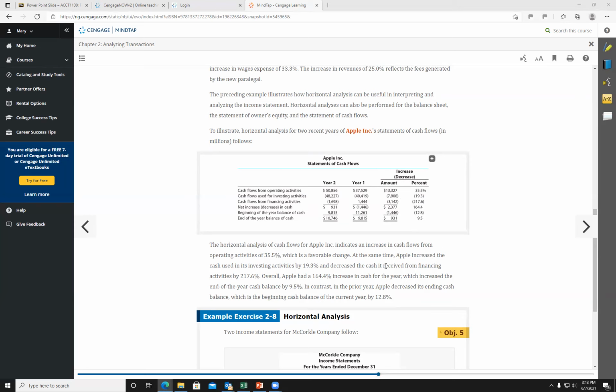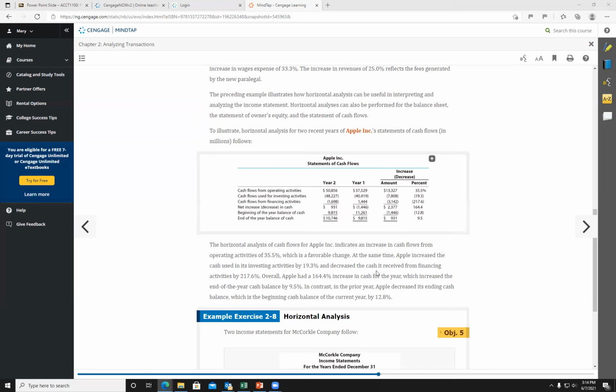So the horizontal analysis of the cash flows for Apple indicates an increase in cash flows from operating activities by 35%, which is a favorable change, but Apple increased the cash use in investing by 19%. So that's not necessarily a bad thing. They have more cash from operating, and they took a portion of that cash and invested it. That could really be considered a good business practice. They didn't take all of it. They just took a portion of it.